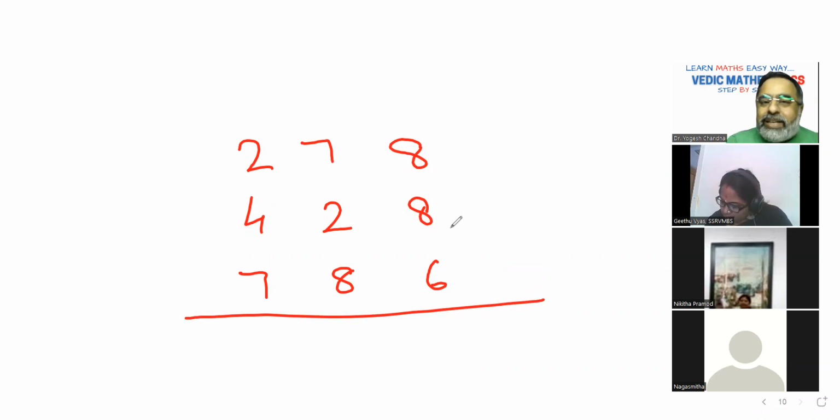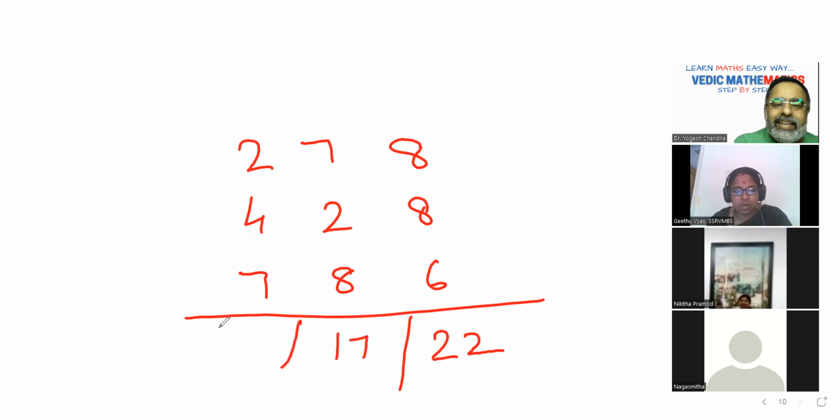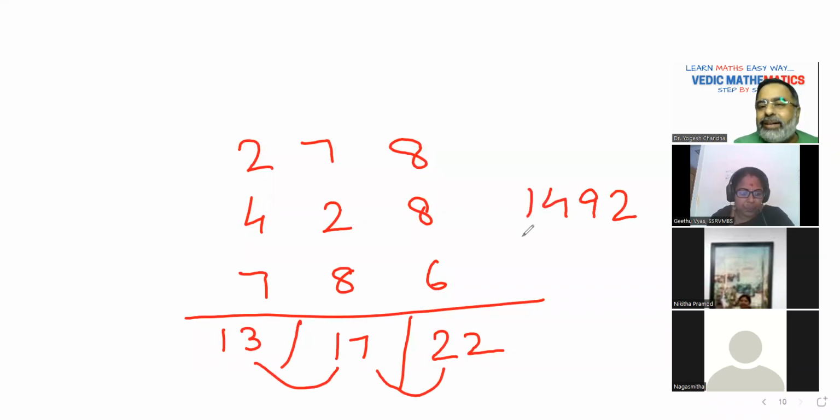So again, 8 plus 8 is 16, 16 plus 6 is 22. If I write 22 here, how clear is my answer? 17, 13. Just follow the same principle. 1, 4, 9, 2. So all those silly mistakes which we used to do with the carryover, that is gone. And when you have to recheck your answer, how easy it is. You calculate this and you get, yes, it is correct.